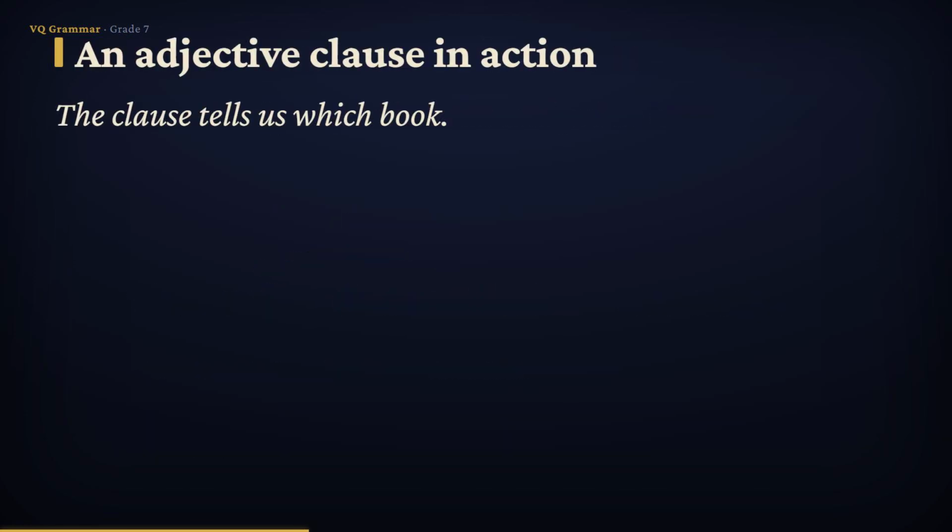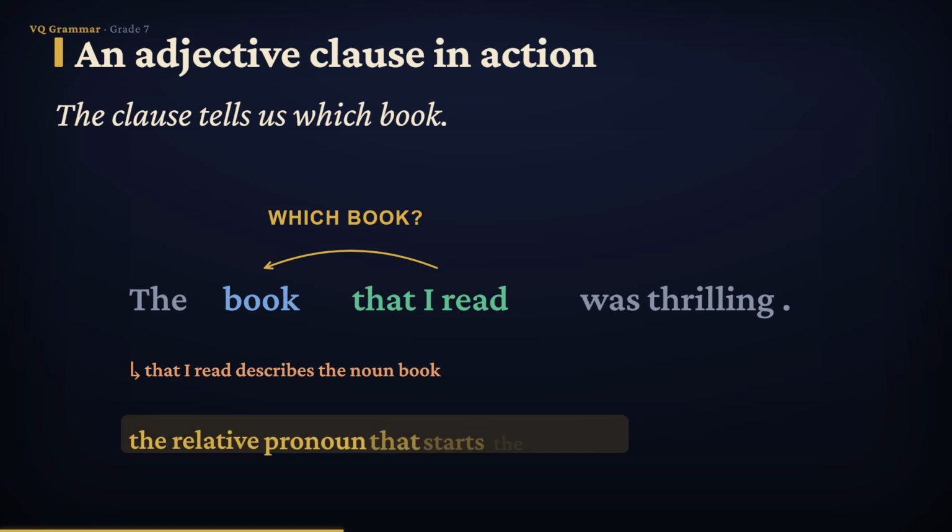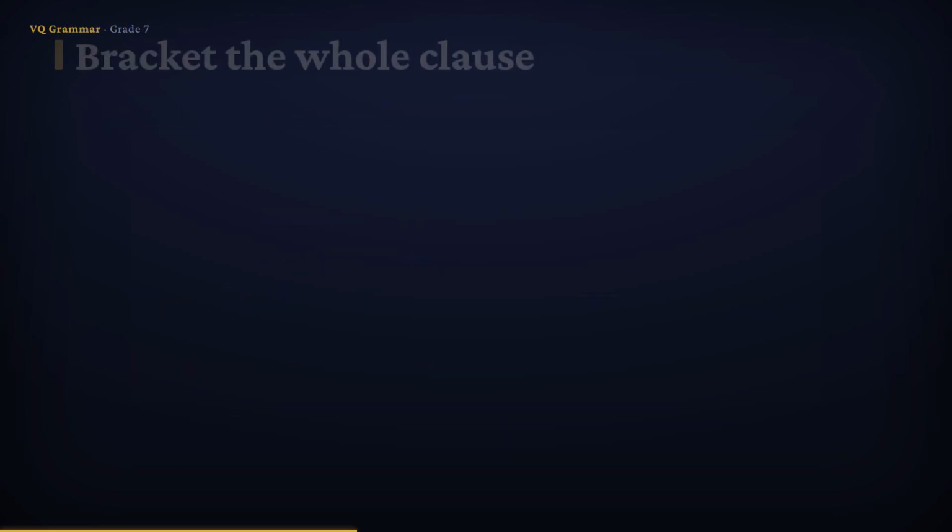Let's watch one closely. The book that I read was thrilling. Which book was thrilling? The one that I read. The clause "that I read" describes the noun book, telling us exactly which book we mean. And notice how the clause begins, with the relative pronoun "that," starting the clause and hooking it firmly onto book.